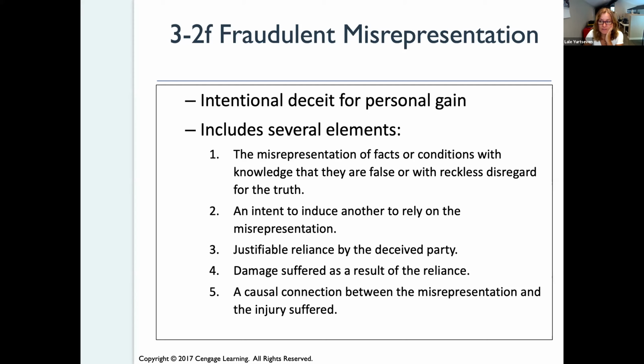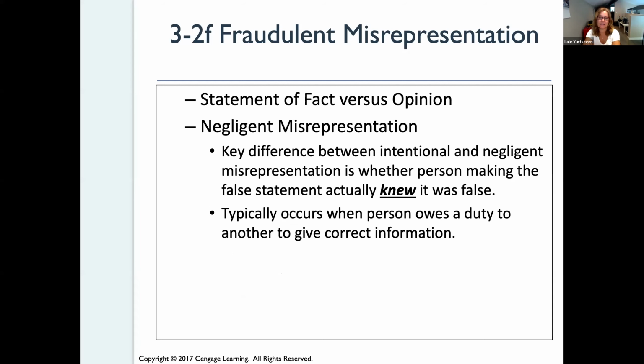Questions about fraudulent misrepresentation? I have another slide on it. So again, it has to be a statement of facts, not opinions. If somebody says this is the best dealership in town, maybe it's not the best dealership, but who decides? How do you measure best? Maybe in the salesperson's opinion, it is the best dealership, right? So that would be just an opinion. You can't sue if they say something like that, right?